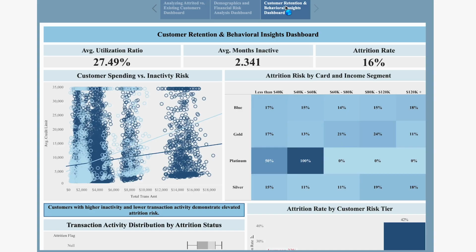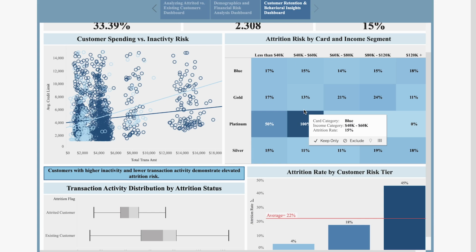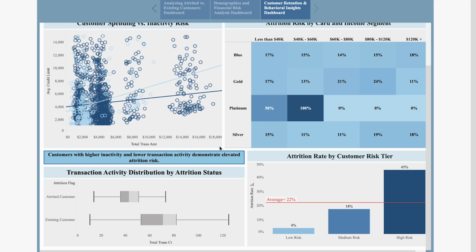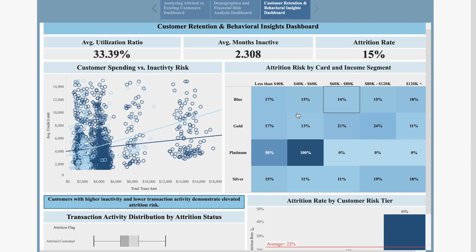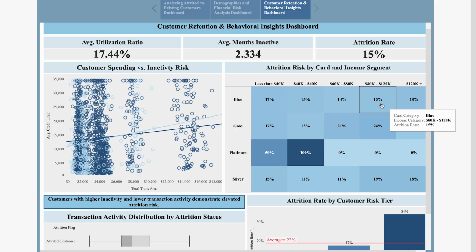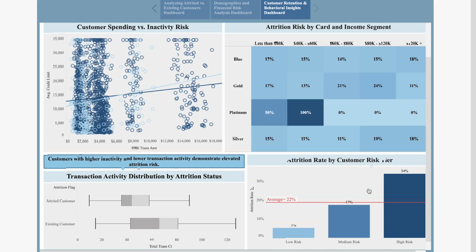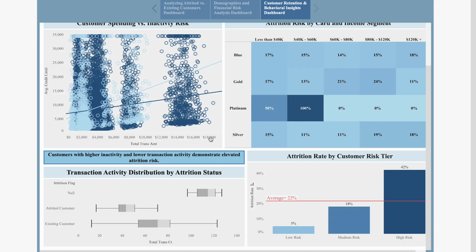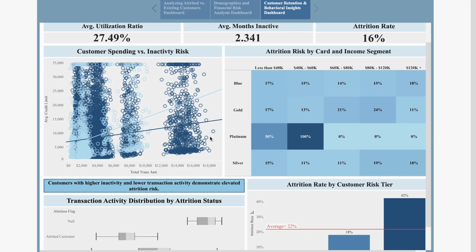Moving on, we have the customer retention and behavioral insights dashboard. For this one, we analyze customer behavior and risk factors, including credit utilization, inactivity, spending habits, and transaction activity. This helps us identify patterns that might signal a higher risk of customers leaving American Express. Here you will be able to see the attrition risk by card and income segment and the transaction activity distribution by attrition status. Here you can select a type of card and income and see the percentage, and then right here you can see the customer spending versus inactivity risk.